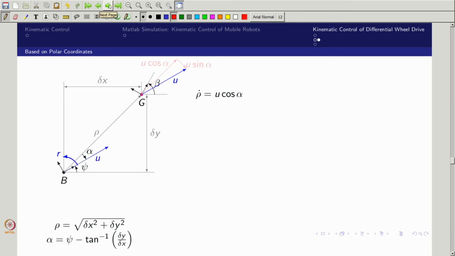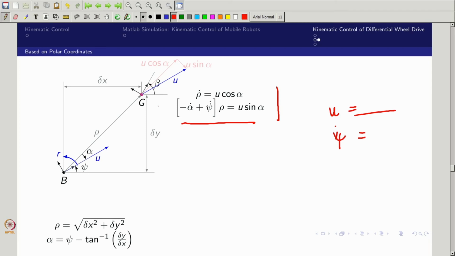The rho dot, along this line direction, I can equate as U cos alpha. The other one is alpha dot plus psi dot, where alpha we have written in the clockwise direction and psi in the counterclockwise direction, so that's why this minus sign is coming, multiplied with rho, supposed to be equal to U sin alpha. Now these two equations are there and we rewrite this. I choose U as the control activity, so psi dot and U I can write as control activity, and rewrite in a simple first order error dynamics. That is what we are trying to do.